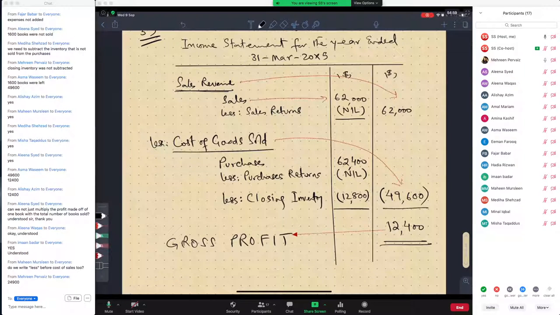These are only for your reference, showing which value represents which particular item. Maheen says 24,900. Maheen, you can confirm your answer with the back as well, or wait for your friends to find out, then we can compare the values.